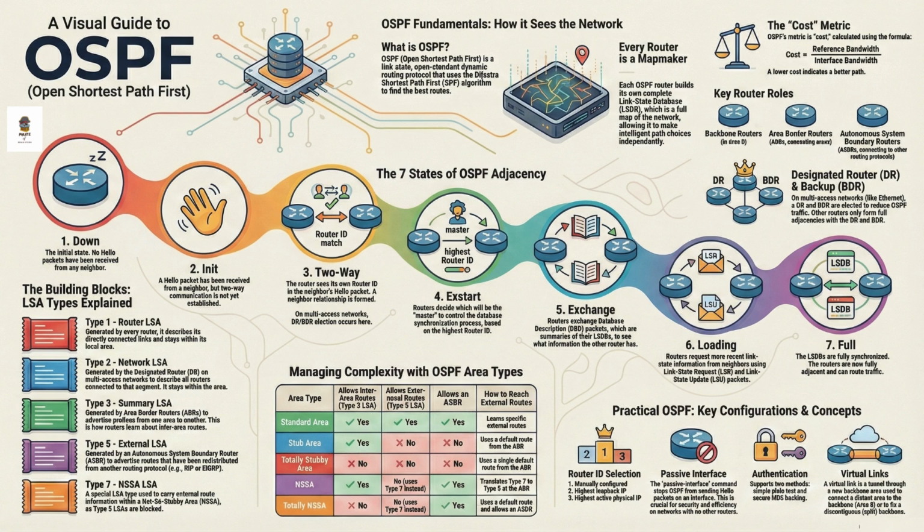Yeah. But the formula relies on that mysterious component. Right. The reference bandwidth. The reference bandwidth is the baseline, the yardstick against which all interfaces are measured. Historically, when OSPF was developed, 100 megabits per second was considered a very fast link. So that was the default. The default reference bandwidth was often set to 10 to the 8th bits per second, so 100 megabits.